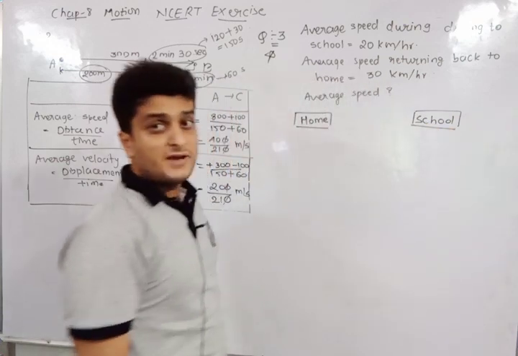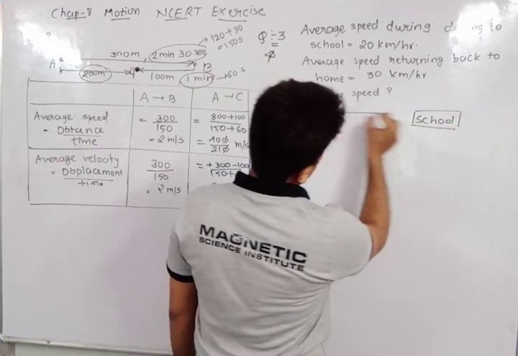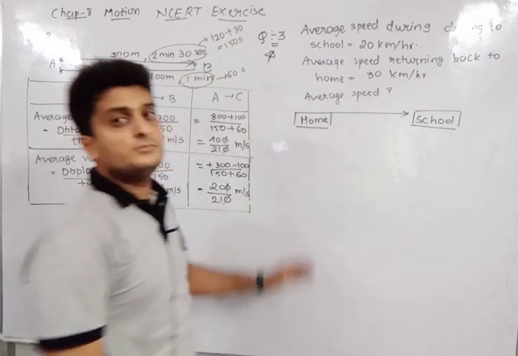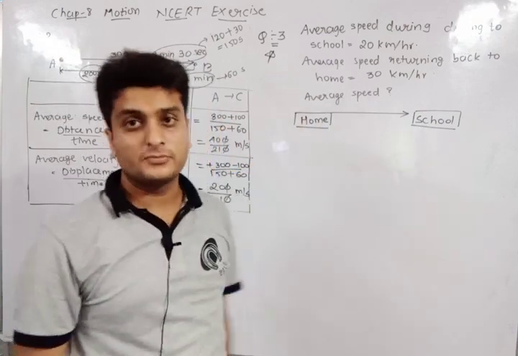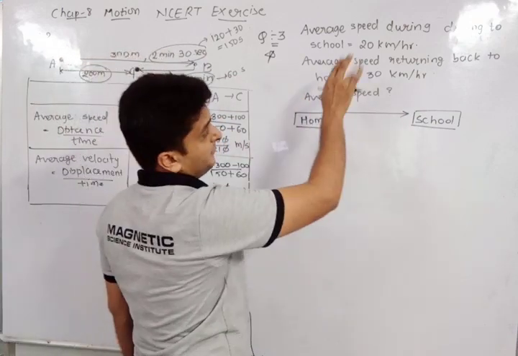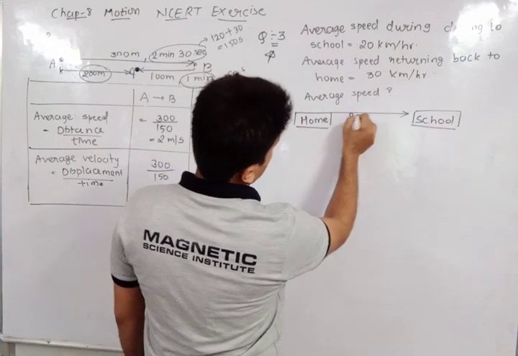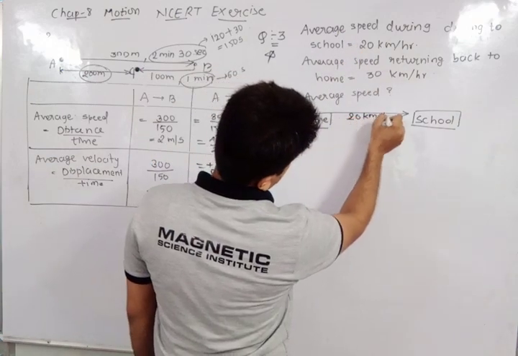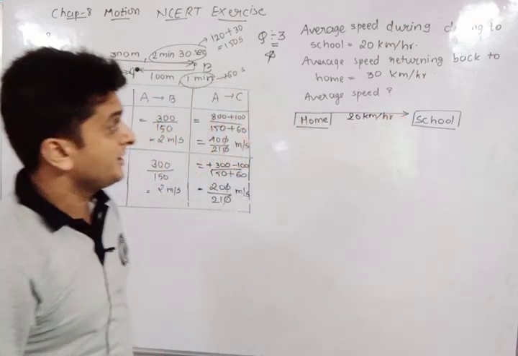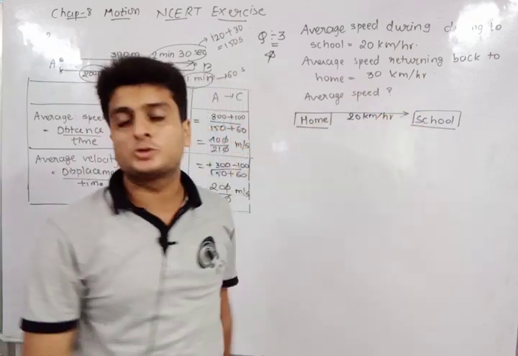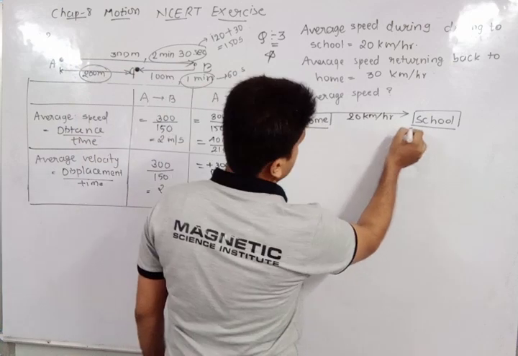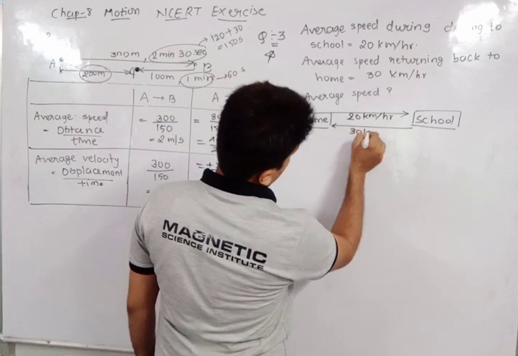Okay, when he is going from home to school, the speed is 20 kilometer per hour. Average speed during driving to school, school jaate waqt ka speed kitna hai? 20 kilometer per hour. Okay, and average speed returning back to home, ghar pe aate waqt ka reverse, the speed is 30 kilometer per hour.